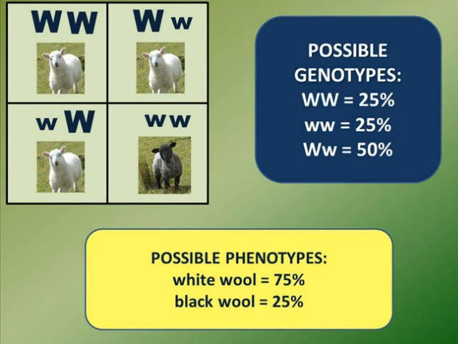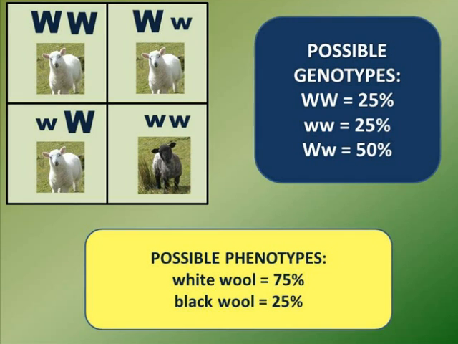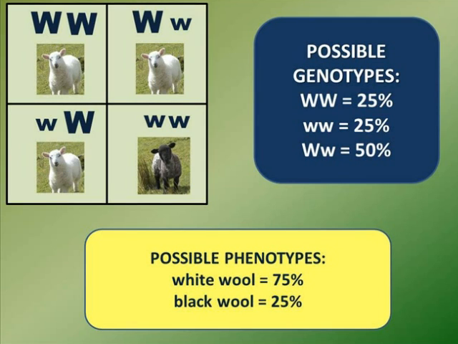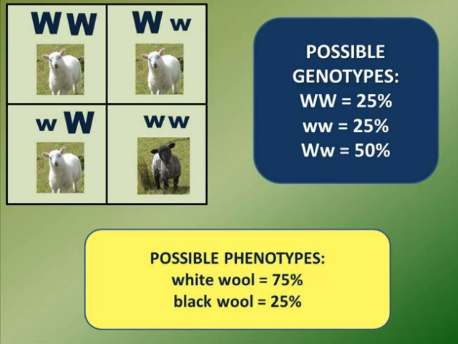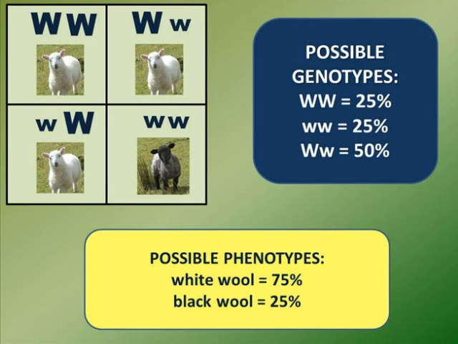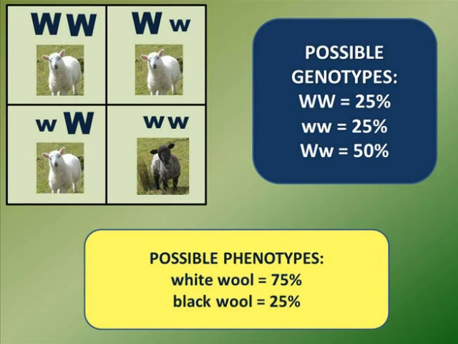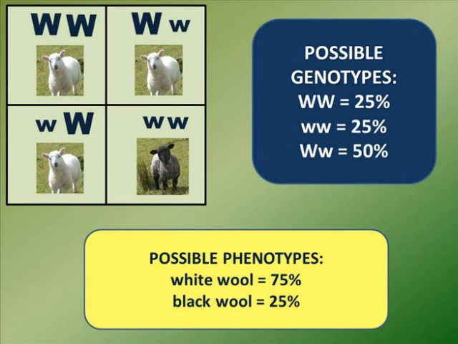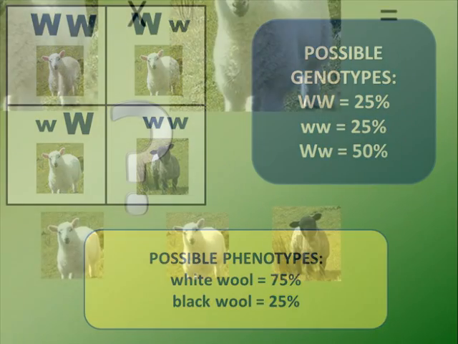Here are the final results of our cross of 2 heterozygous sheep. For genotype, we have a 25% chance of getting homozygous dominant or homozygous recessive offspring. We have a 50% chance of getting heterozygous offspring. Phenotype, however, is a different story. Any genotype that has one dominant gene will have the dominant phenotype. So, we have a 75% chance of getting lambs with white wool. Only the recessive genotype will have black wool, so there's only a 25% chance of getting black lambs.